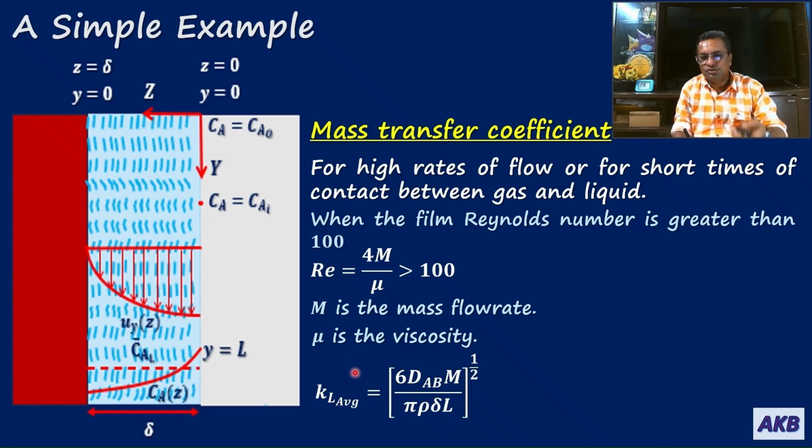So you can use these equations for finding the average mass transfer coefficients, and we will see how to use them. In my next video lecture, I will be discussing one numerical where we will estimate mass transfer coefficients in laminar flow. There we will learn how to use the equations for KL average when RE is less than 100 and when it is greater than 100. So let us move on.